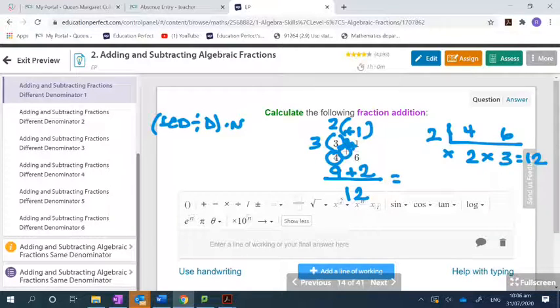All right. Now, it should be painfully obvious what to do next. Why? Because it says it right there. 9 plus 2 is what? 11. Over what? 12. Will it simplify? No. Then you're done. Yay!